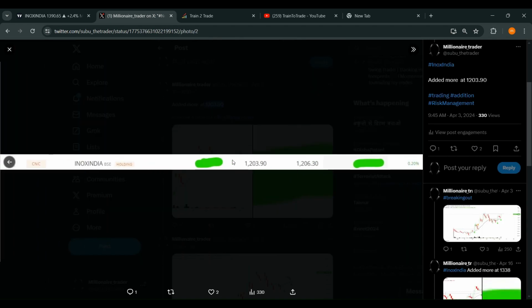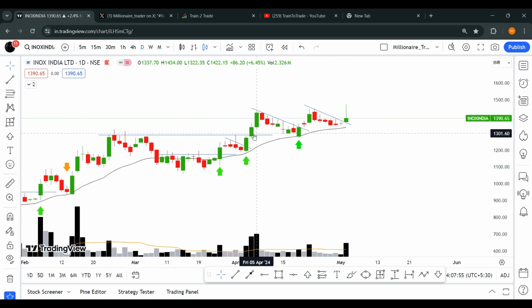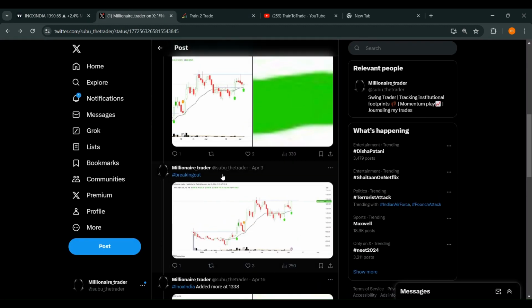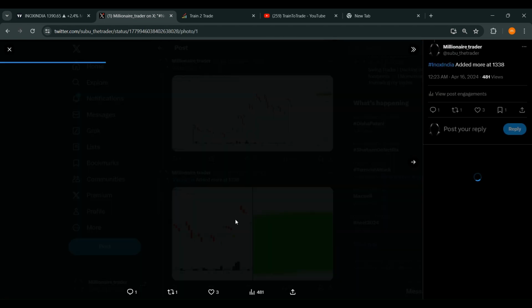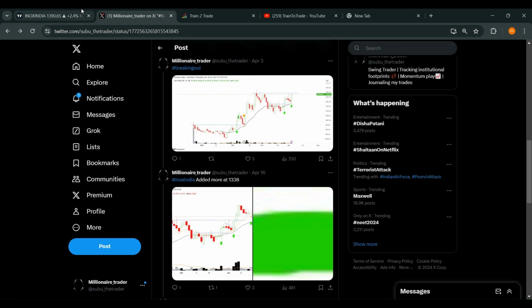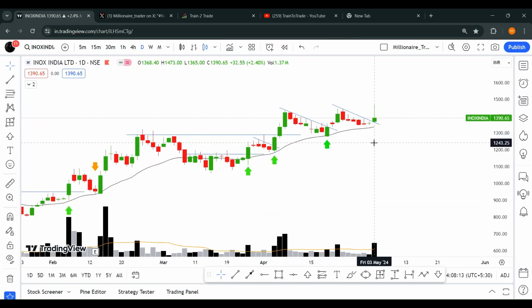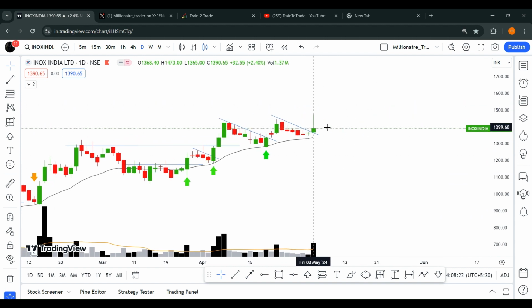You can see this is the position I added, and in the next 3 days it went up and broke the all-time high, and again it bounced to the 20-day moving average line, and I added to this position on 19th April. You can see this is the position I added on 19th April. It started moving up, and again it is consolidating a bit, and 2 days back it gave a breakout, and that breakout didn't sustain. The breakout was with good volumes, but it didn't sustain. It scattered. Let's see what happens.